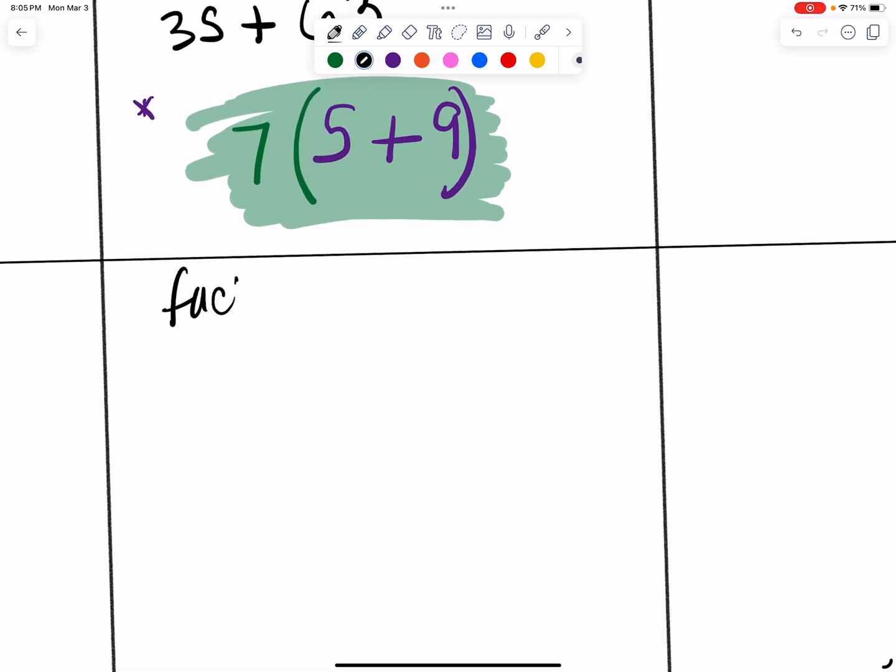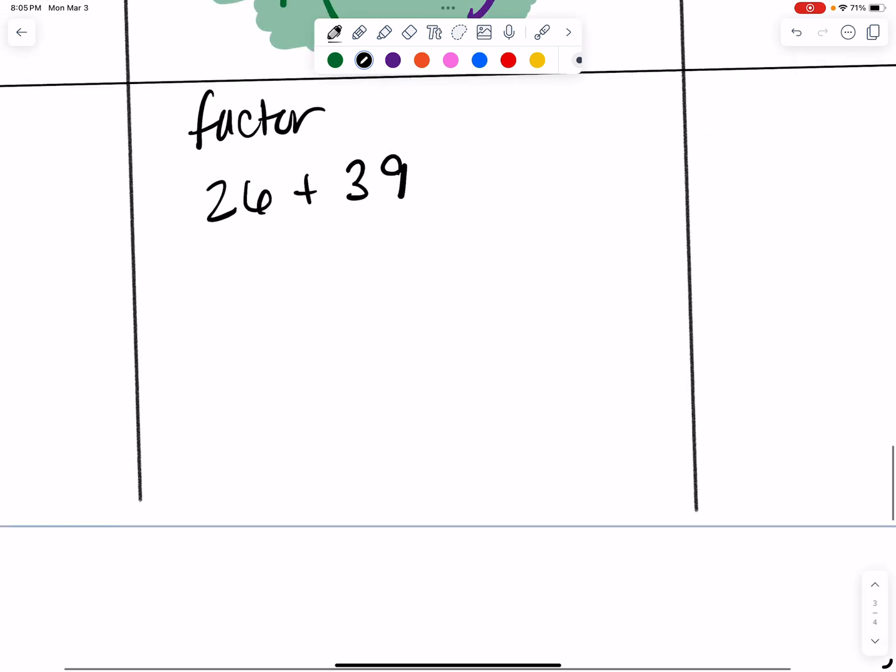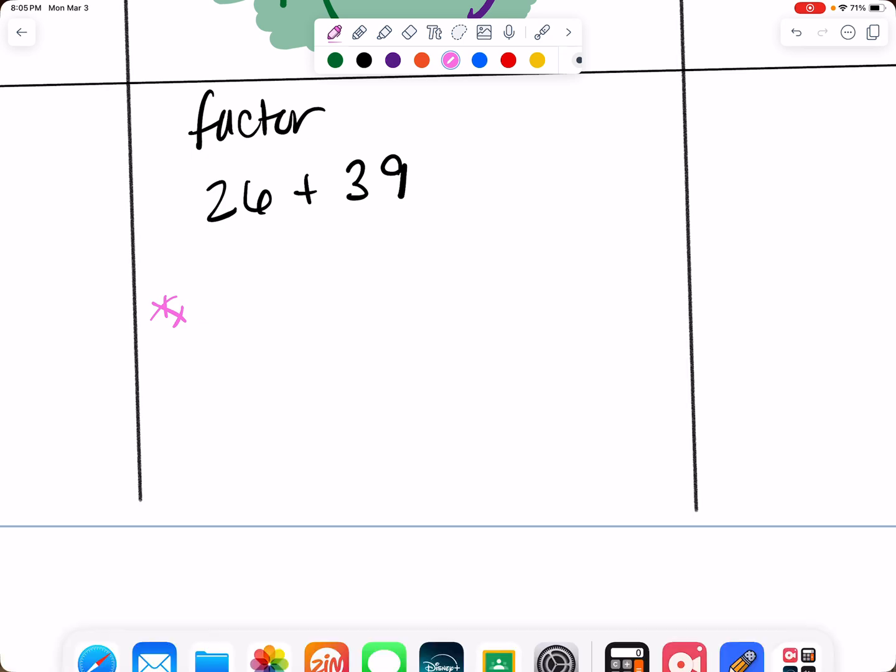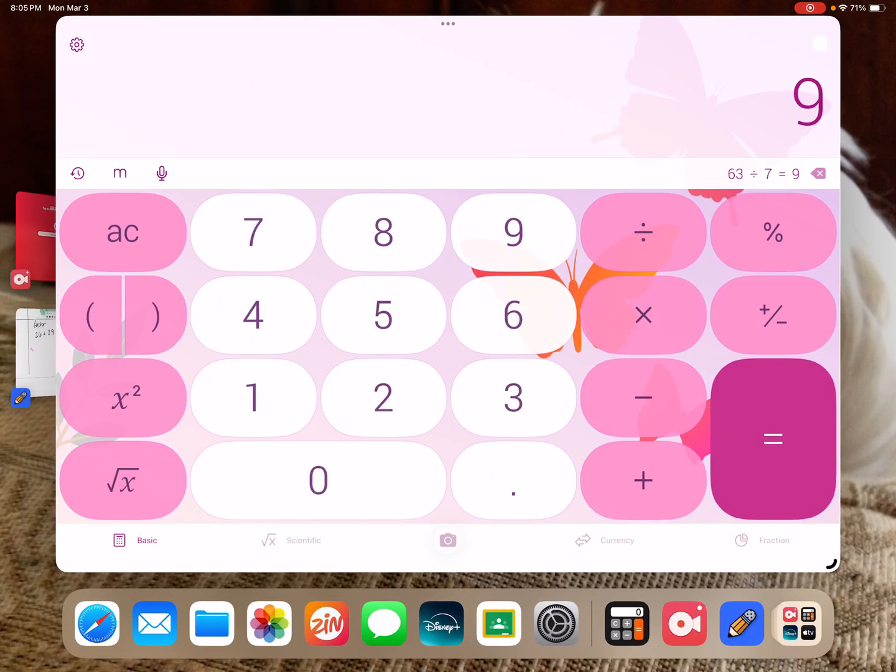Factor 26 plus 39. Okay, I ask myself, 1. Yeah, but it doesn't really count. 2, no. 3, no. 4, no. 5, 6, 7, 8. Oh my gosh, what can go into 26? Let's do the factors of 26 besides 1. 2, but that doesn't work because it's 2 and 13.